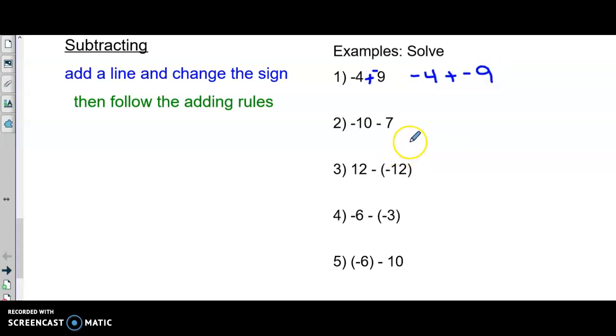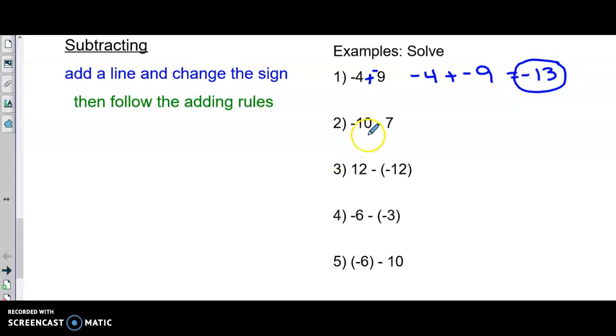Okay, so when you're subtracting, you want to add a line and change the sign. And then you want to follow the adding rules. So remember, the signs are the same. We have two negative numbers. So you want to add the numbers together. 4 plus 9 equals 13. And then you want to keep the sign. They're both negative, so our answer is also going to be negative.